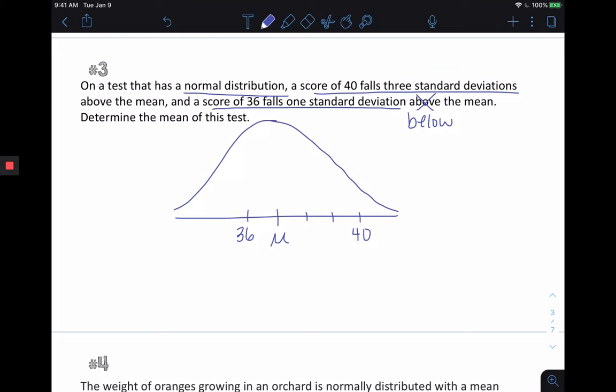And then determine the mean. We want to figure out what the mean is. If I just count these, it looks like they're all 1 unit. 36, this is 37, 38, 39, 40. So our mean is 37.